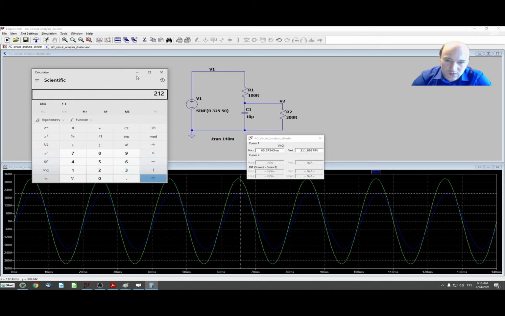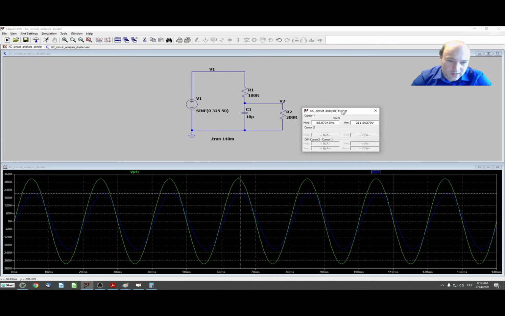This is the magnitude, and let's now calculate the RMS value. So 212 divided by square root of 2, which is 1.414 approximately, and here we go, we have 150 volts. So our simulation matches very well with the calculation that we have done by hand with the node method.